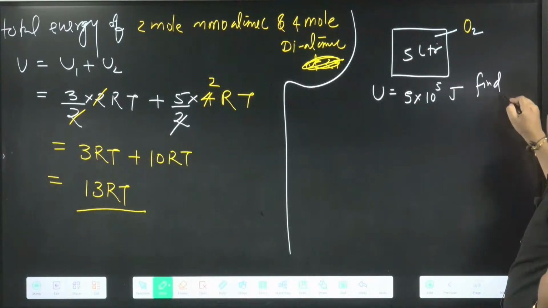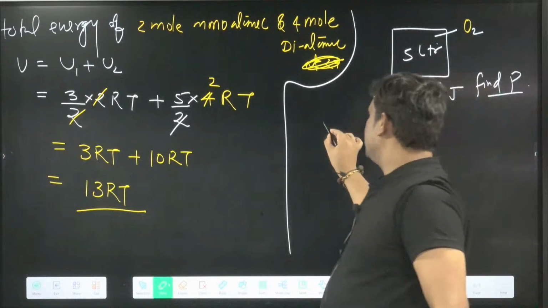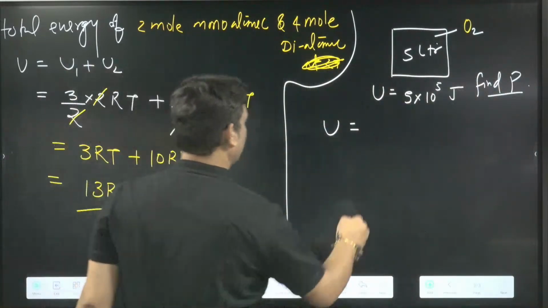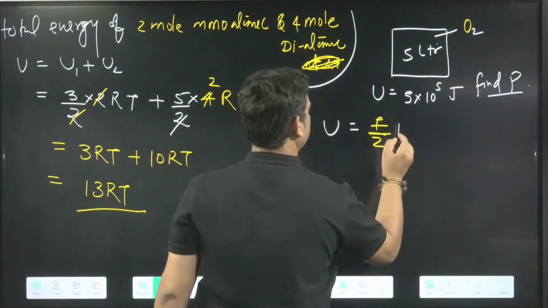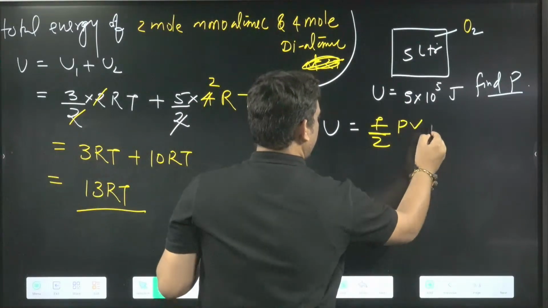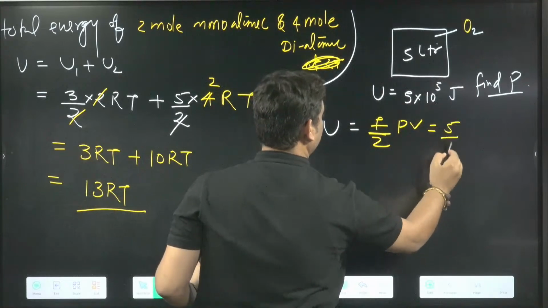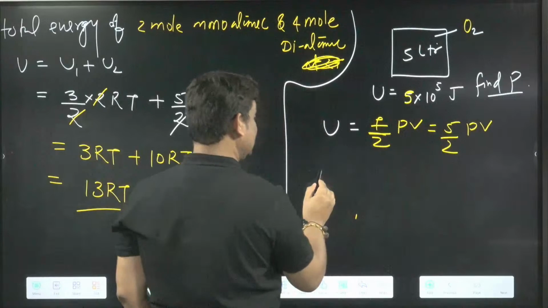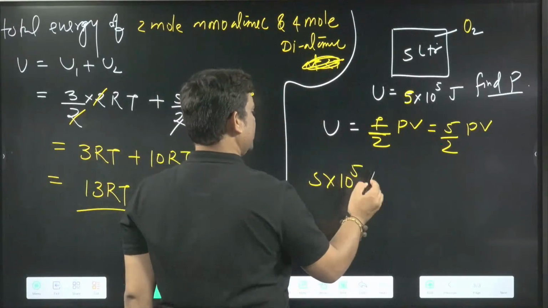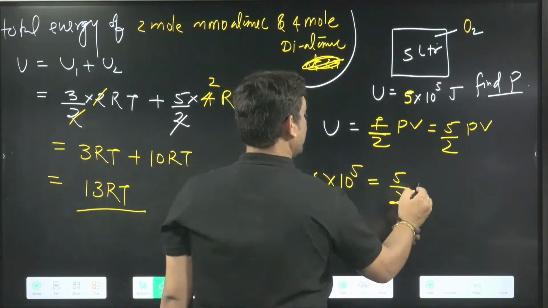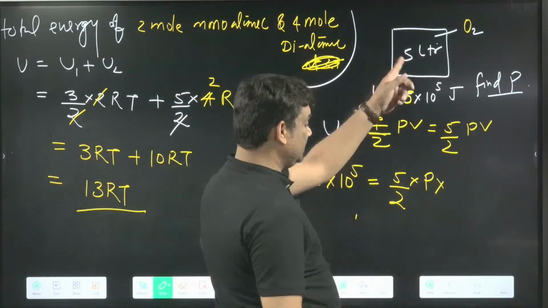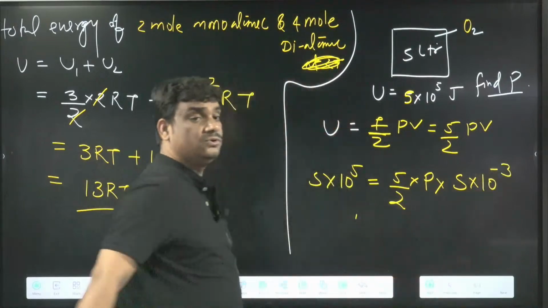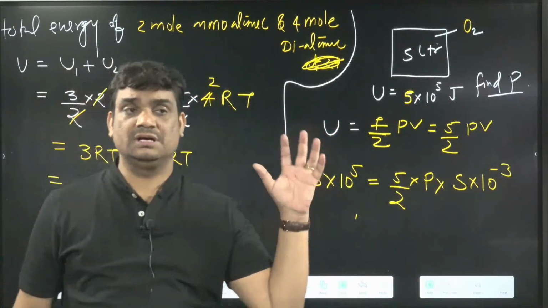They're asking to find P. So U equals, I have to use the formula in terms of pressure and volume: f by 2 PV. The degree of freedom for oxygen is 5, so this is 5 by 2 PV. I put the values: U is 5 into 10 power 5 equals 5 by 2, pressure to find, and volume 5 liter, which is 5 into 10 power minus 3, because I have to do the whole calculation in SI units.